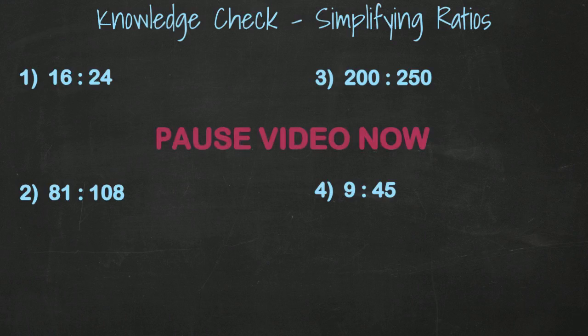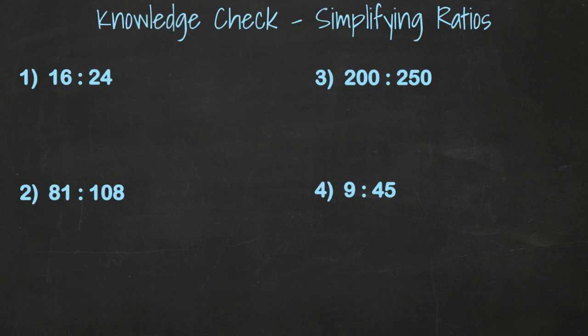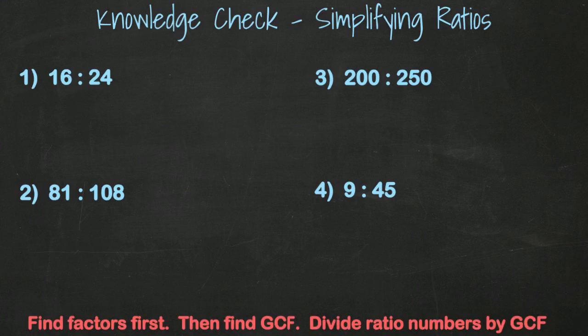Let's get started. Simplifying ratios is the same process as simplifying fractions. We first find factors of our ratio numbers and then the greatest common factor. Once we know the greatest common factor, we can divide our ratio numbers by that.